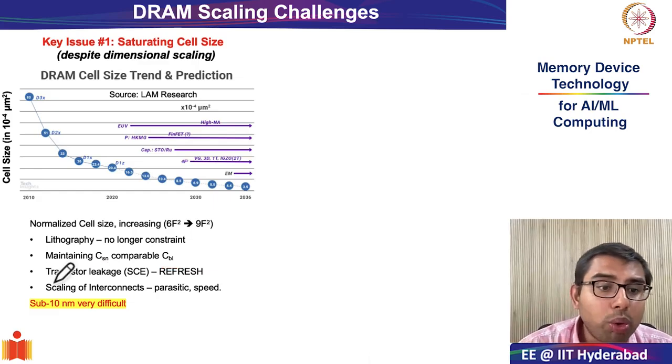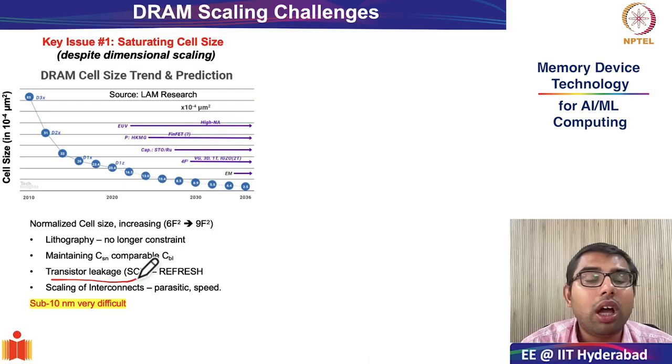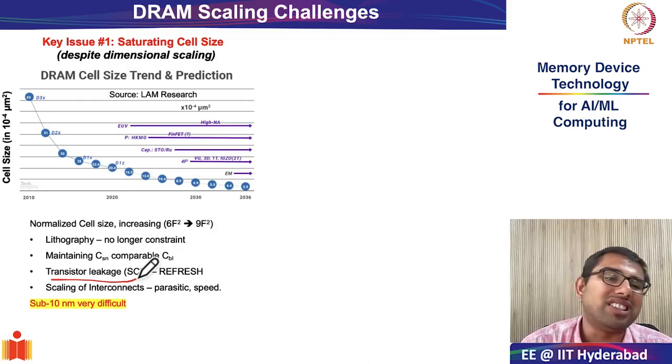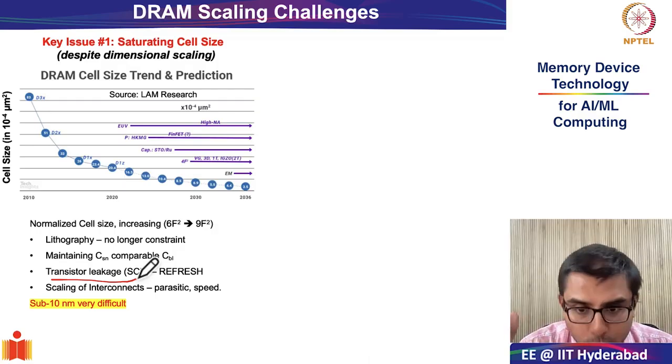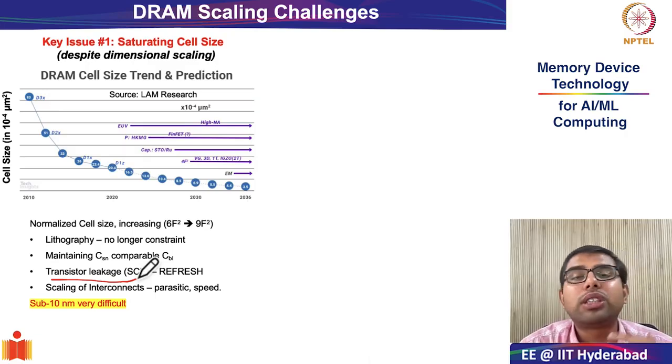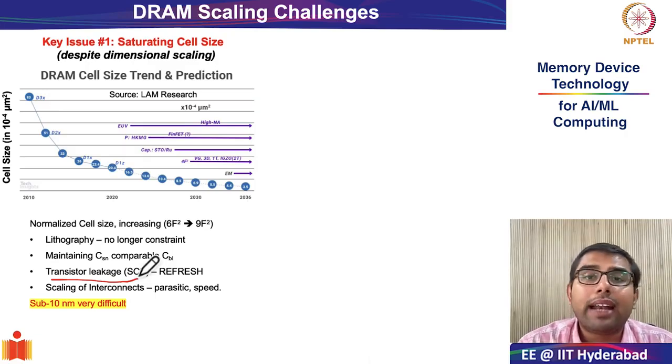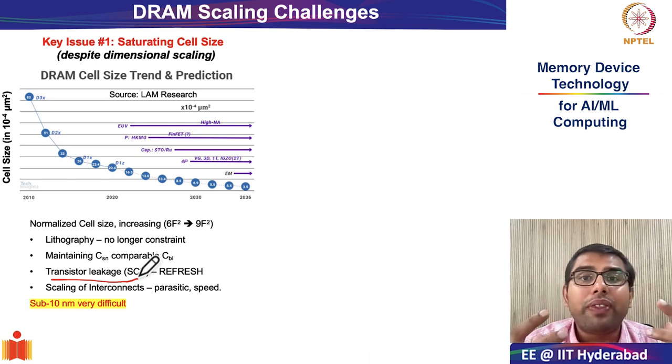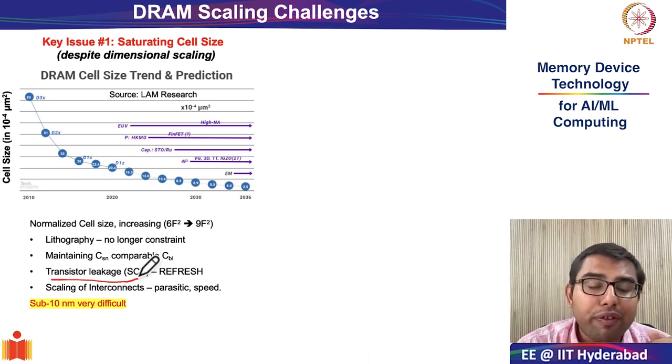The next issue is trying to manage the leakage in the access transistor. And that happens because when you scale down transistors, you suffer from short channel effects. And if you cannot manage leakage in the access transistor, the amount of time that you can allow for refresh, or the refresh rate, will keep increasing because charge will leak out much quicker.